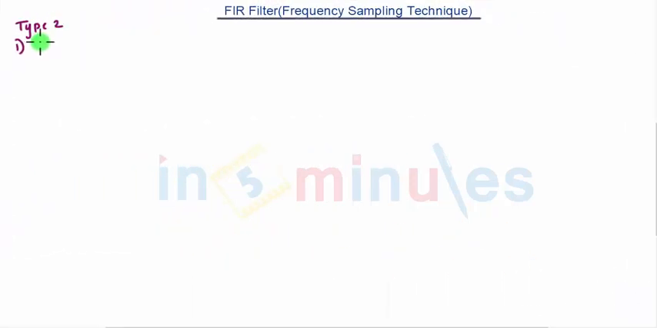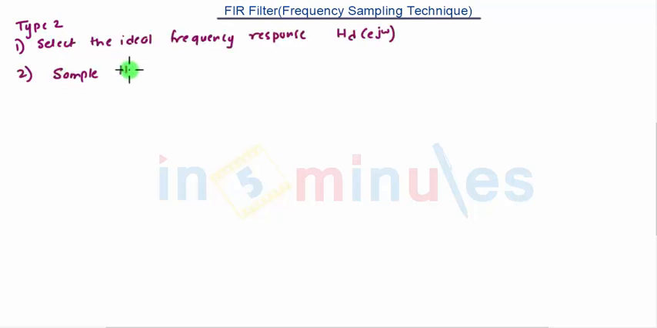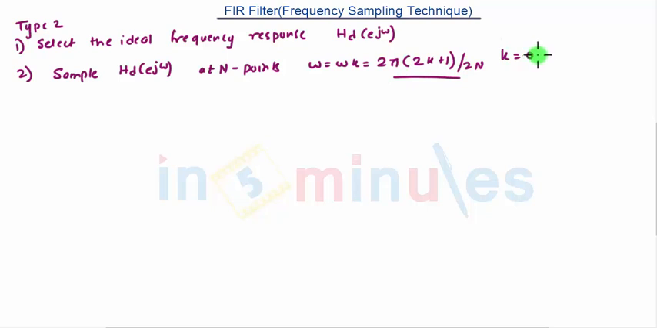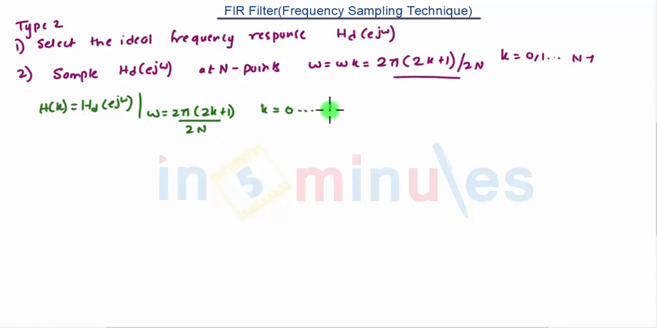The first step is same, that is select the ideal frequency response. Then sample Hd(e^jω) at N points by taking ω equal to ωk, 2π(2k+1)/2N. Now here is the difference, where k ranges from 0 to N minus 1. Now to generate the sequence, H(k) will be given as Hd(e^jω), where ω is equal to 2π(2k+1)/2N, where k ranges from 0 to N minus 1.